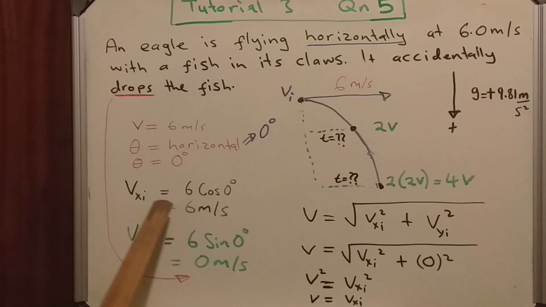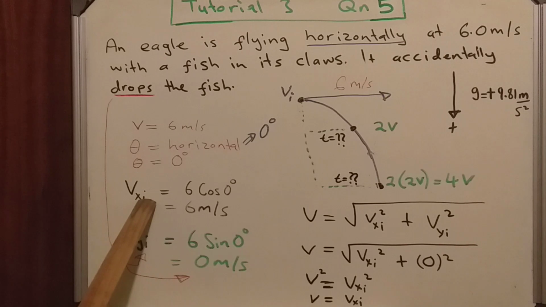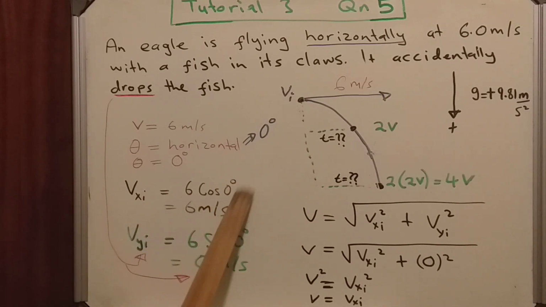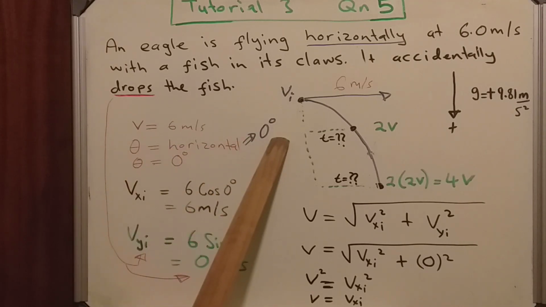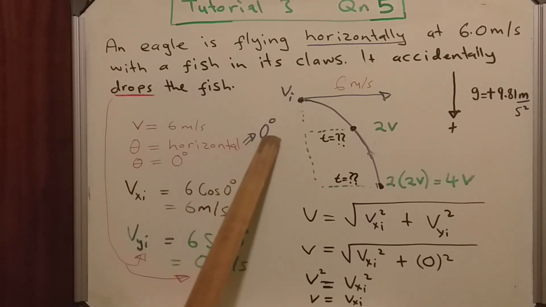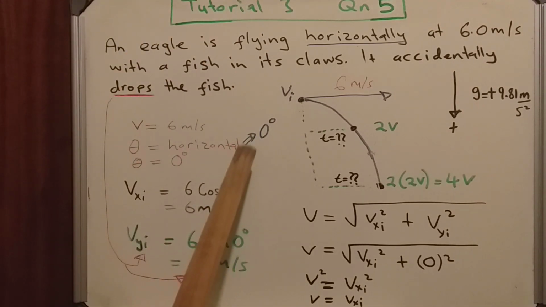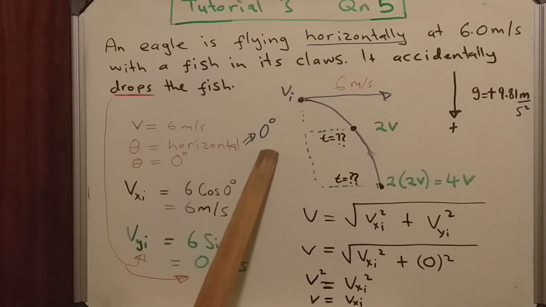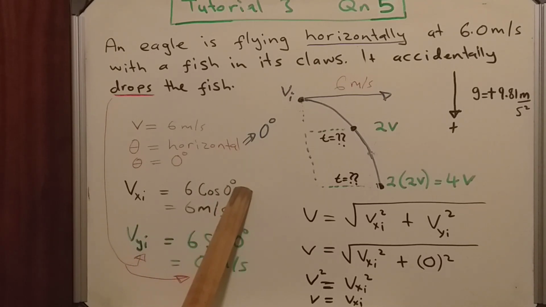You are going to say Vxi will always be 6 cos. So Vx is always the cos of the angle. But because it's horizontal, the angle is 0. For every horizontal, the angle is 0. So it will be 6 cos of 0. So the component of x will be 6 meters per second, because cos 0 is 1.